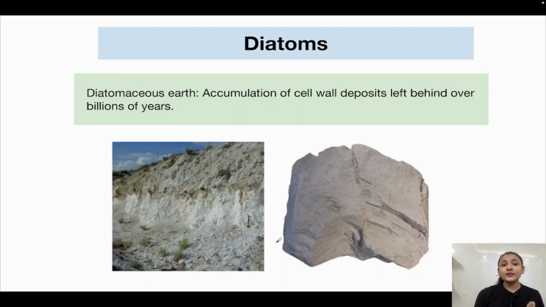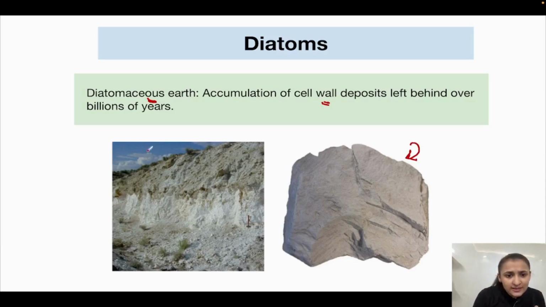Now, because of this, a phenomenon happens called diatomaceous earth. What is diatomaceous earth? Diatomaceous earth are sedimentary rocks which are formed because of the accumulation of cell wall deposits of diatoms that are left behind over billions of years. Over billions of years, the cell wall deposits of diatoms collect together, they aggregate to form sedimentary rocks, which are very easily crushed into a fine white powder.